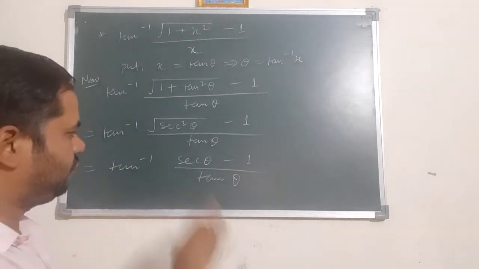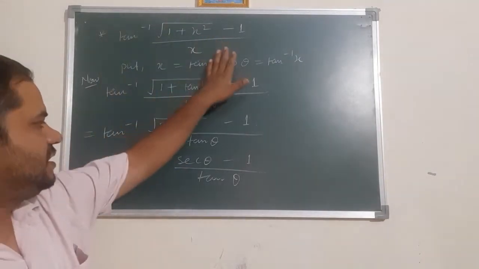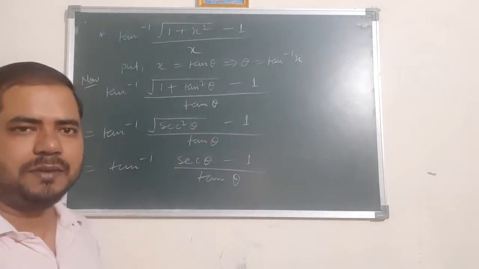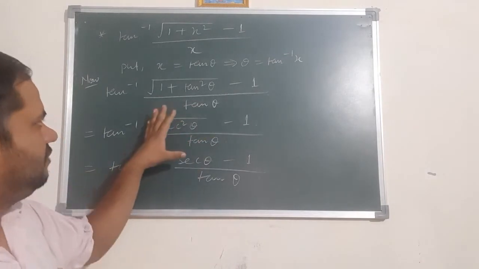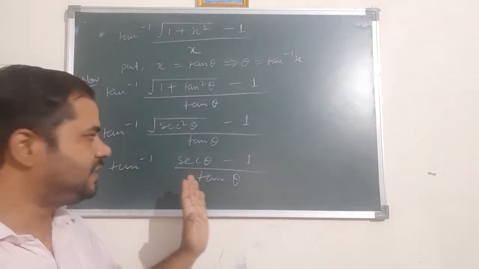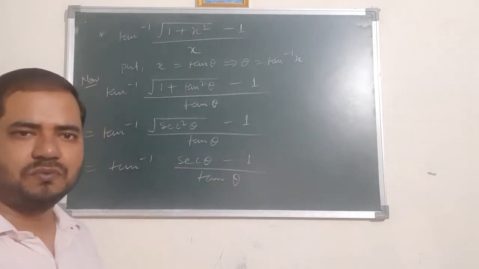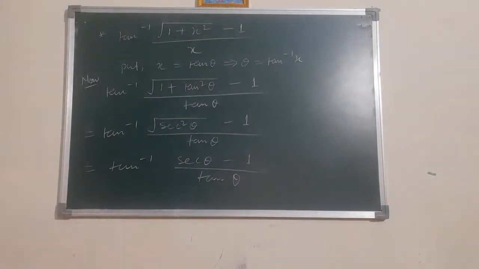Okay. Up to this step you have to complete, and afterwards we erase this one and then we proceed. Okay. So in this maybe there is no doubt: 1 plus tan square theta is sec square theta, and because of the root, this one is sec theta minus 1. So please note it down.